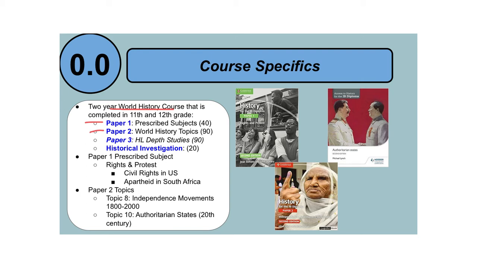Paper 2 is also required of every single one of you, regardless if you're HL or SL. The historical investigation is also required of every single one of you, regardless if you're HL or SL. So you must do that. That is not something you can get out of doing. And then Paper 3 is only for those of you that are going to be taking the course at HL level.